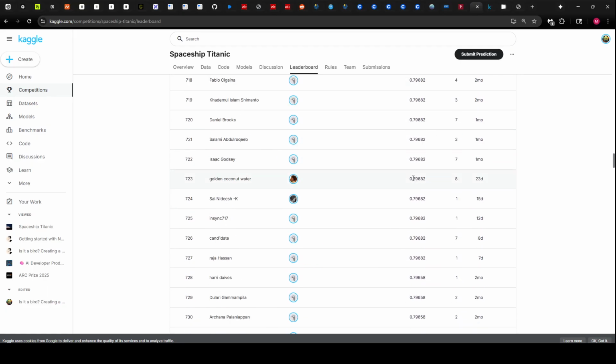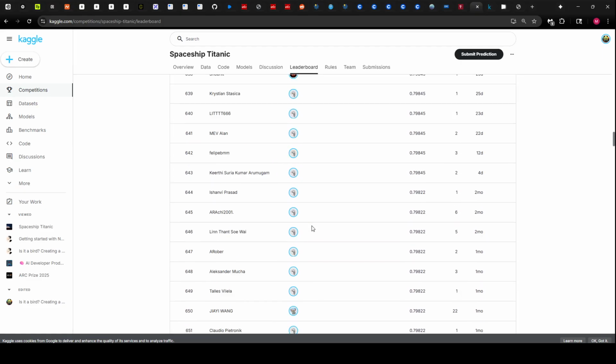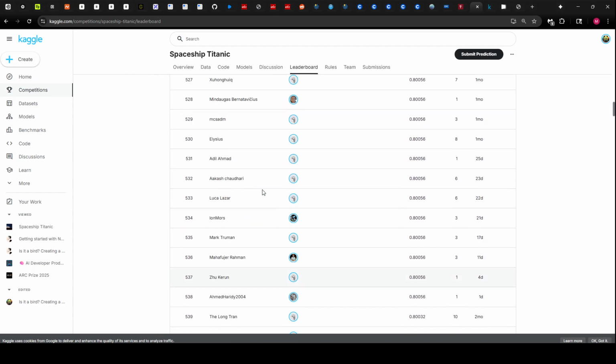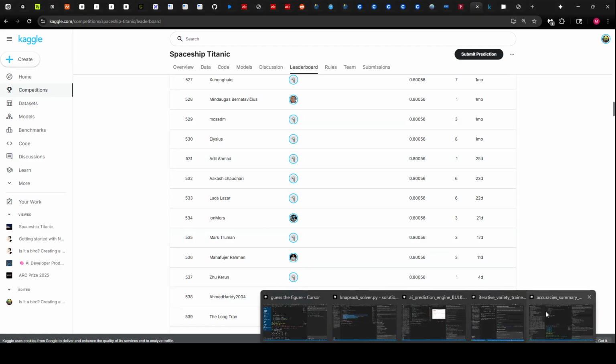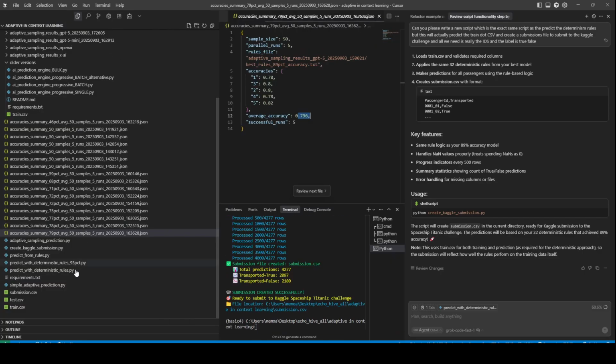79.6 would put us around 700, which is in the top 50%. We can just push it one percentage point, which I believe we'll be able to. Then we'll be able to score in the top 30, top 20%. So this is remarkable to me. And this is all I had to say about this.